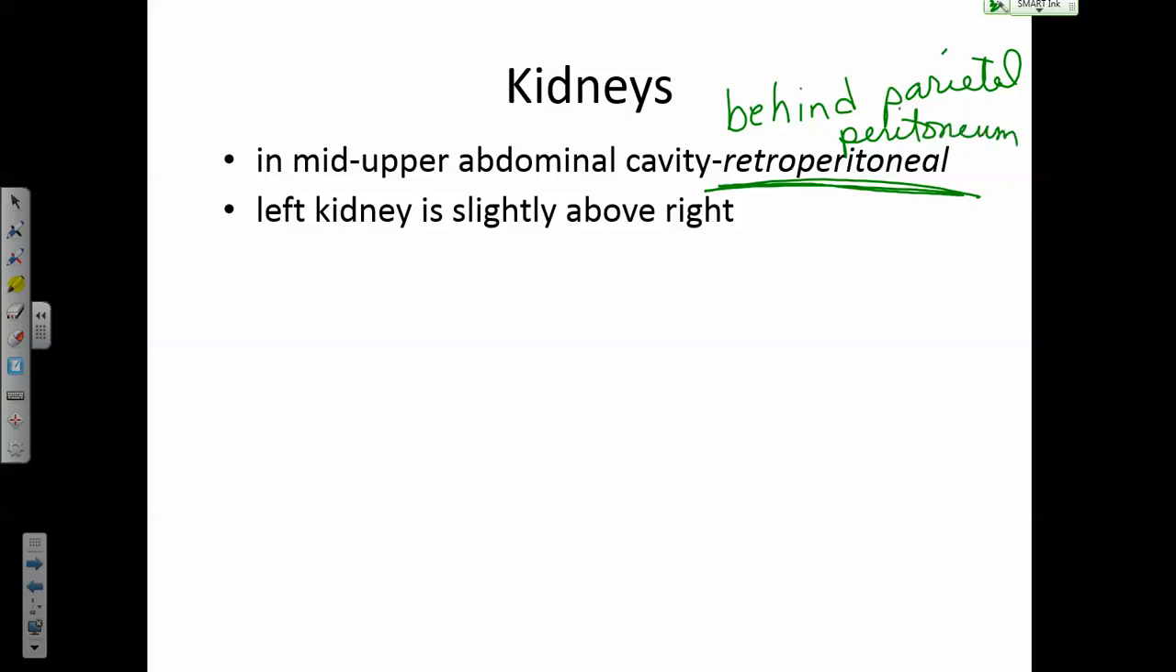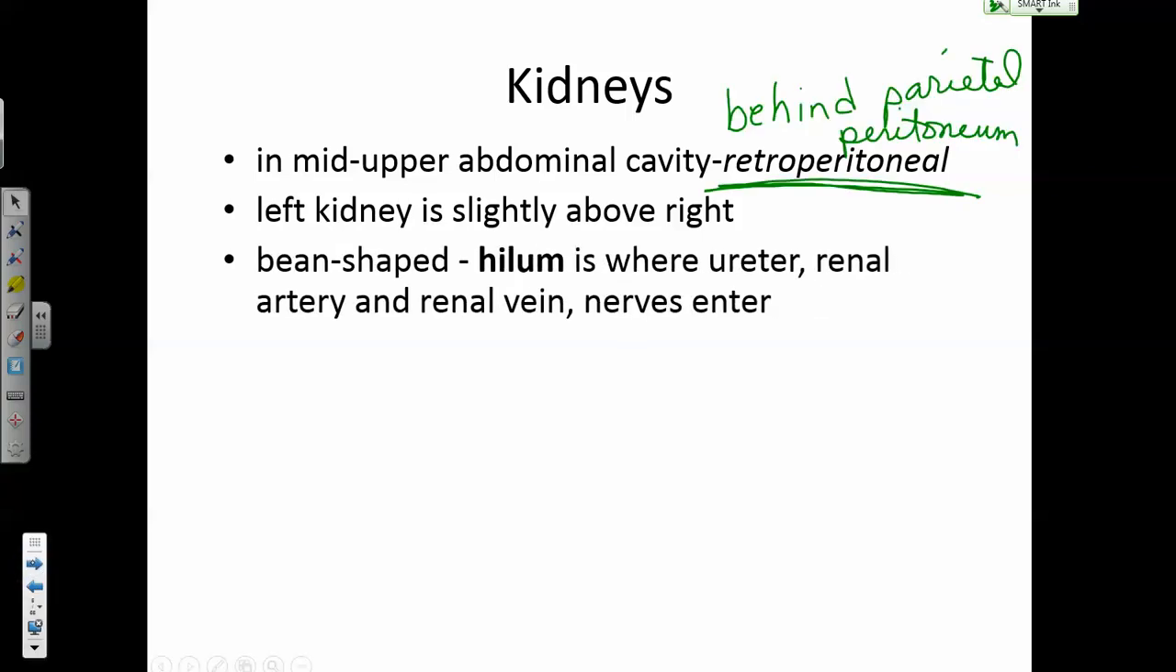Behind the parietal peritoneum, retroperitoneal. Okay? All right, and the left one's up a little higher than the right one. The kidney is one of the several bean-shaped organs in the body, and so that indented surface is called the hilum. That's where everything penetrates it.